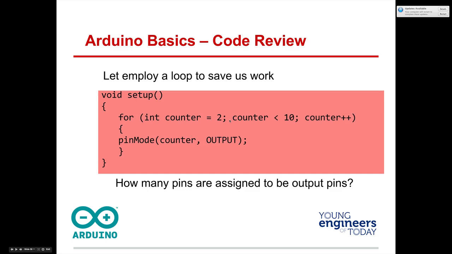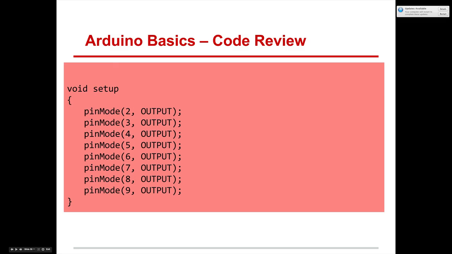So if we want to make pins 2 through 9 output, this is what that does. It says pinMode counter output. So it's making all of them output. Well, what's counter? It starts off as 2, then it's going to become 3, it's going to go up to 9. When it gets up to 10, it's not less than 10 anymore, and it'll stop. So 2 through 9 will instantly become outputs, which is a lot better than having to type all of this out.